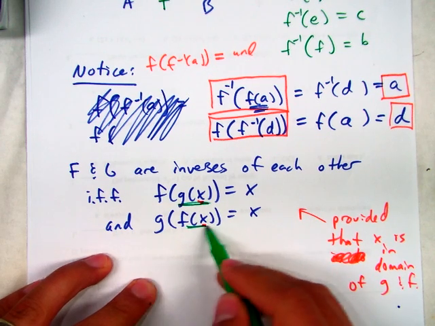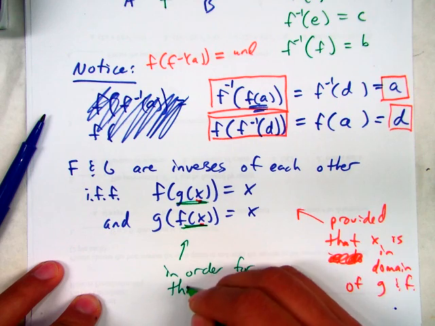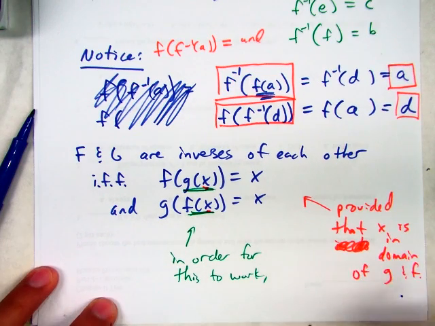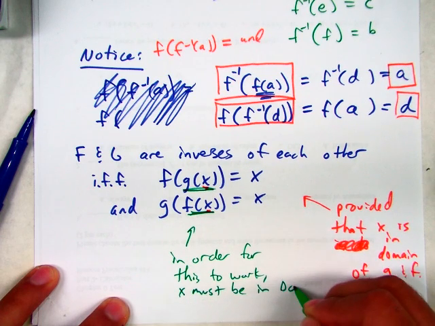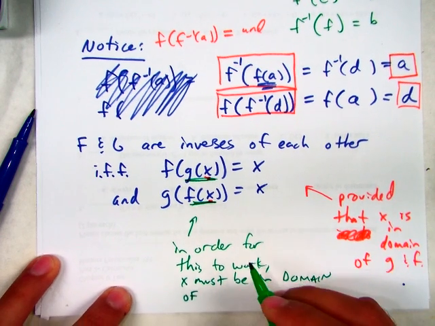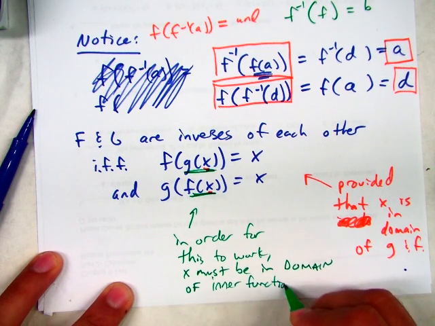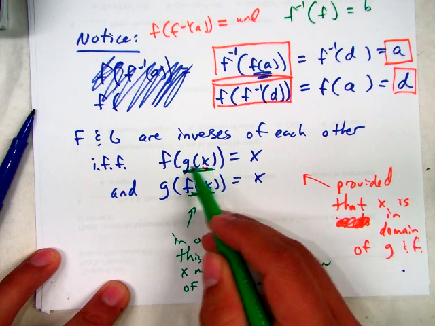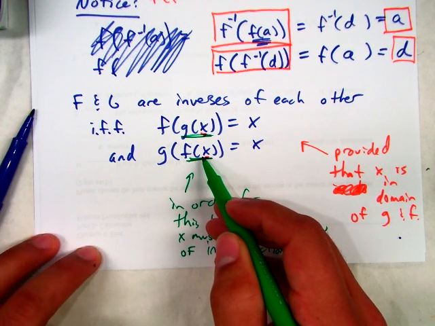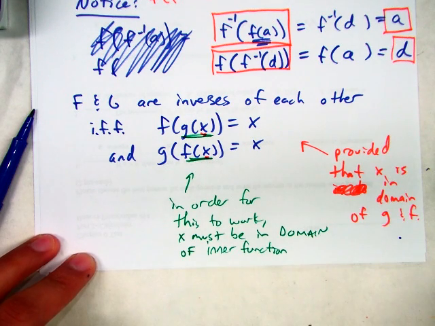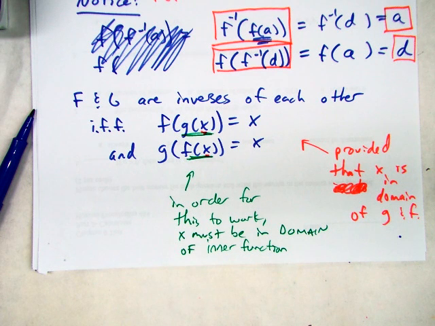So maybe we can rewrite this. In order for this trick to work, x must be in the domain of the inner function. Does that make sense if I say inner function? Yeah. So if this is going to work out, then x has to be defined for g. And if this is going to work out, then x has to be defined for f. Okay, and what we mean by the nice little shortcut or the nice trick is these just cancel out and you get x. That's what inverses do. Okay? So that's one way to look at them.